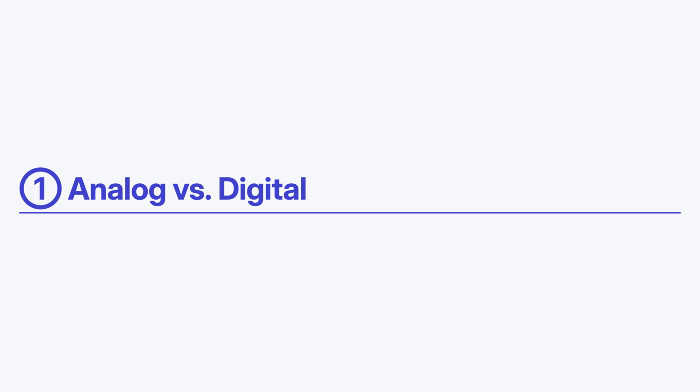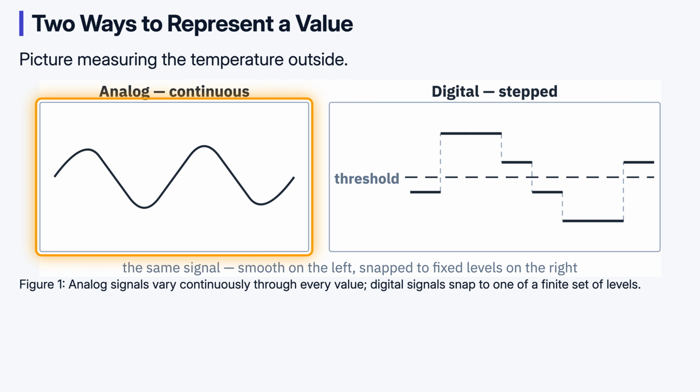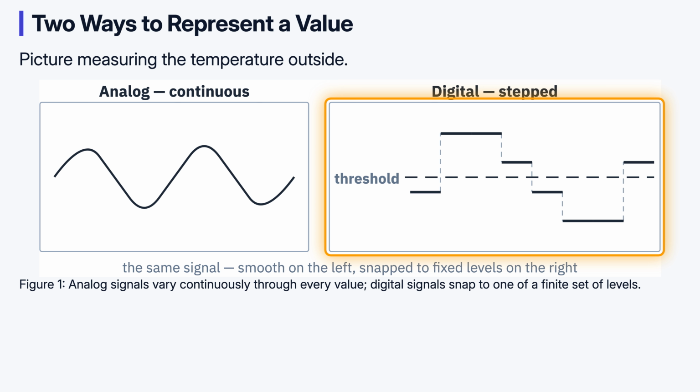Let's start with the most basic question. What is the difference between an analog signal and a digital signal? Picture measuring the temperature outside. The left side of this figure shows an analog signal. It is a smooth wave that passes through every possible value as it rises and falls, with no gaps at all. The right side shows a digital signal. Instead of a smooth wave, it moves in steps. We will look closely at both sides next.